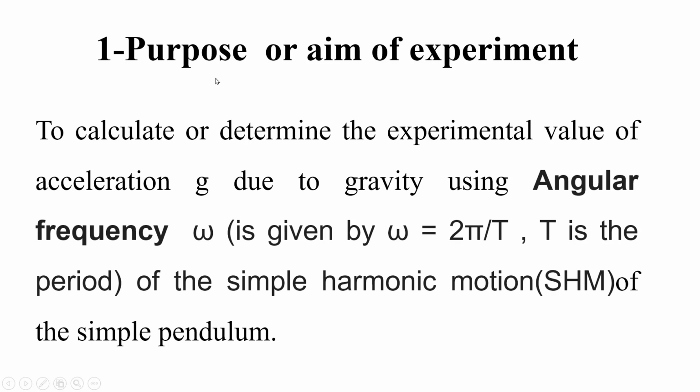Purpose or aim of the experiment. The aim of this experiment is to calculate or to determine the experimental value of acceleration g due to gravity using angular frequency omega, where omega equals pi divided by T, and T is the period of the pendulum. Of course, using angular frequency omega of the simple harmonic motion, SHM, of the simple pendulum.